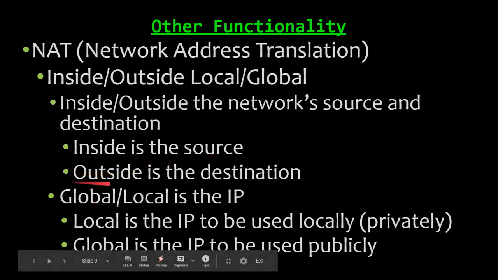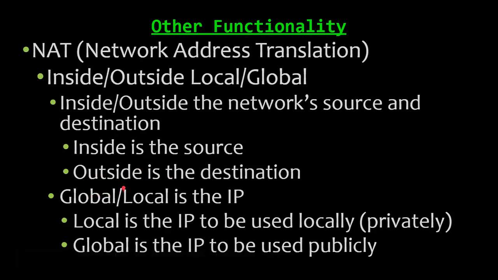Inside is the source, outside is the destination. Then we're going to have global and local. I was trying to seed that in when we were talking about the different types of NAT. Global is going to be the public IP. Well, that's not 100% true. Local is going to be the IP used locally. That's often the private address.